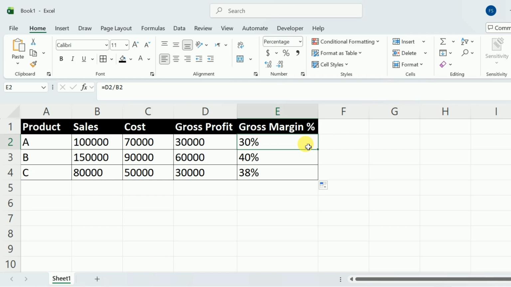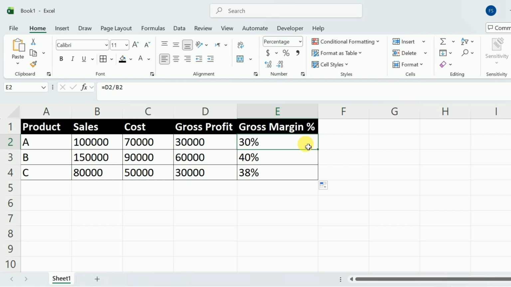This is why gross margin is such an important business metric. It allows us to compare products fairly even when the sales values are different. For example, product B has a gross margin of 40%, while product A has a gross margin of 30%. This means that product B is generating more profit from every sales rupee than product A. Even if the sales values are different, the percentage gives us a better measure of efficiency.